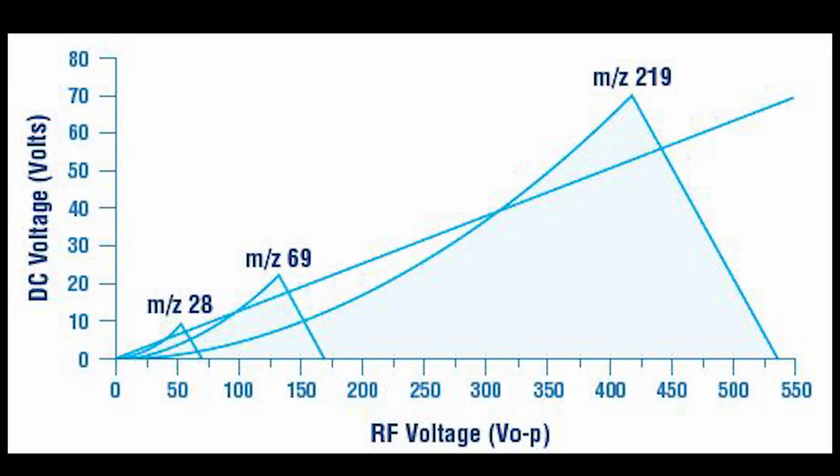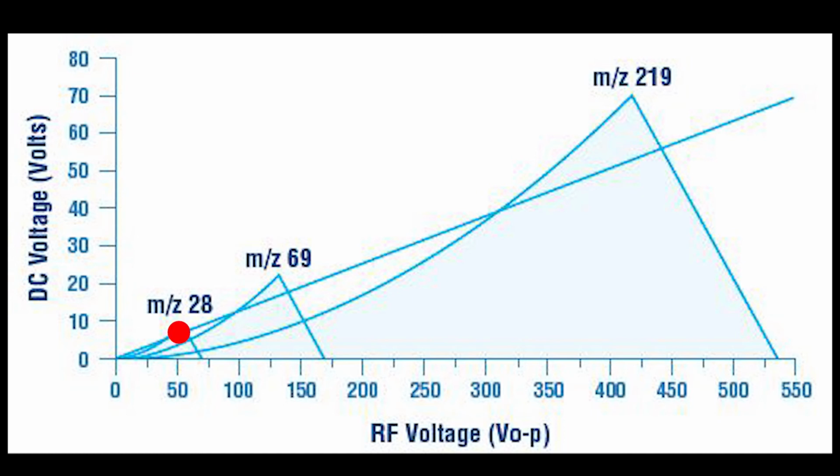But we don't want to just detect one ion. It's really common for us to scan between 50 and 500, and we want to be able to detect mass 50, 51, 52, 53. So each mass to charge has its own stability diagram. And here you can see 3 different ions and their stability diagrams plotted, courtesy of Xtrel. You can see mass to charge 28, mass to charge 69, and mass to charge 219.